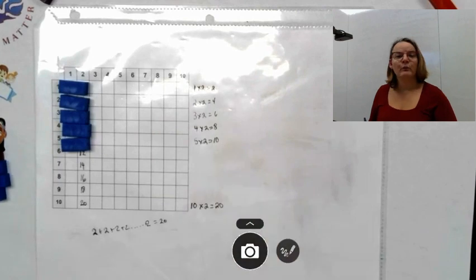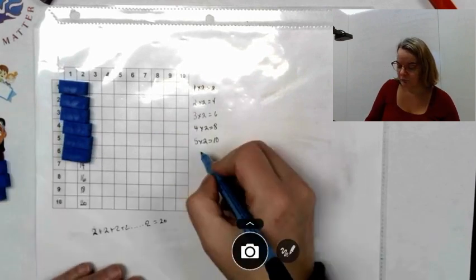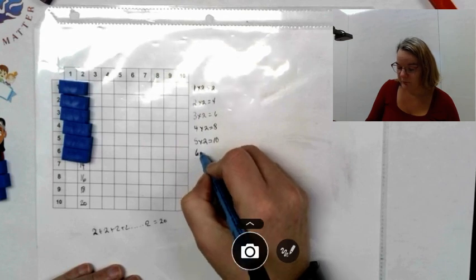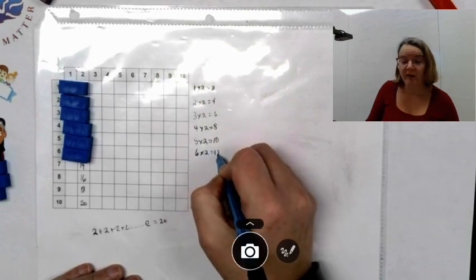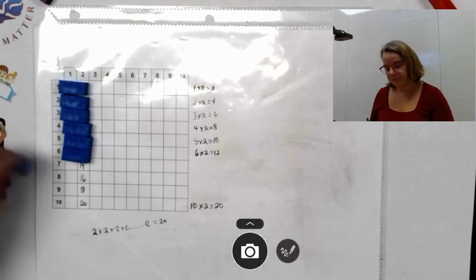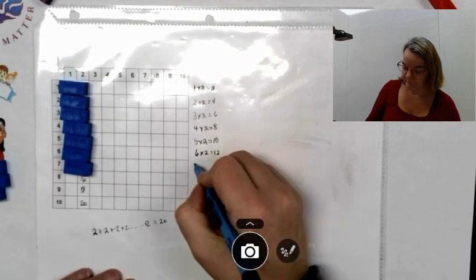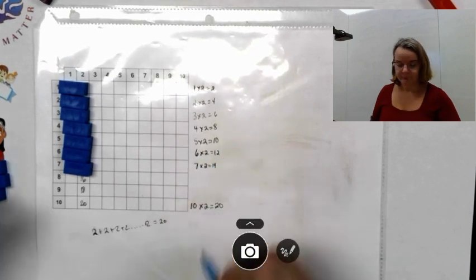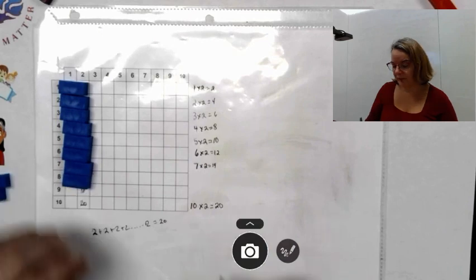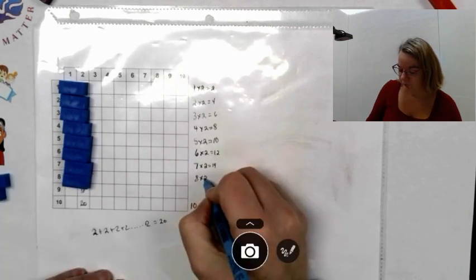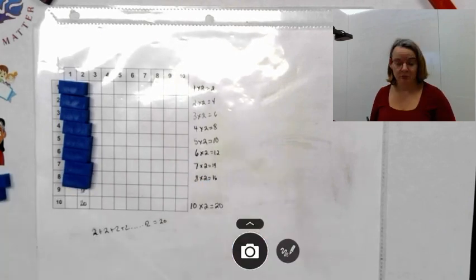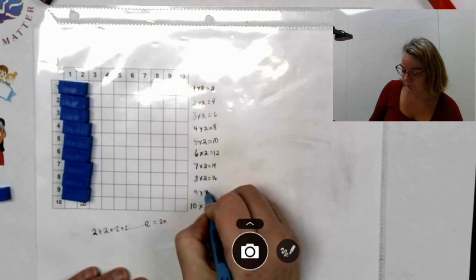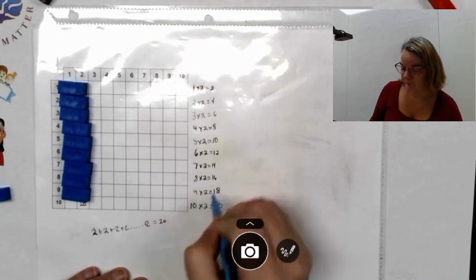5 twos is 10. We would talk about the importance of drawing our multiplication symbols nice and neatly, because if we drew it messily, it might look like an addition symbol, and that wouldn't be very good. We need to write neatly so that everybody can read what we wrote and learn from it. And there's my 9 twos equals 18.